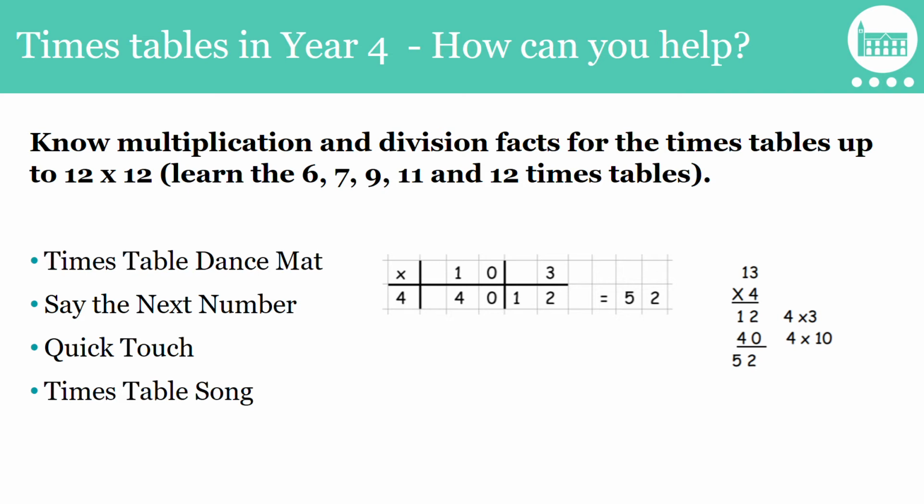Another activity that you could do with your child is say the next number. So if I'm focusing on the 9 times table, I can start off the sequence and I could say 9 and then your child could say 18. I would then say back 27 and then your child would say the next multiple of 36.